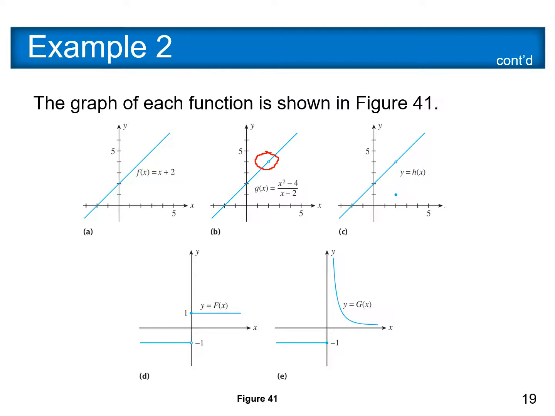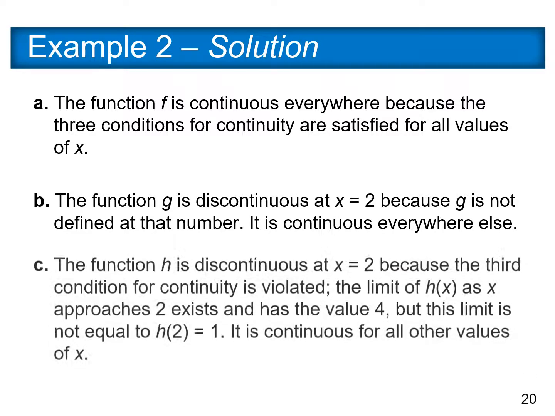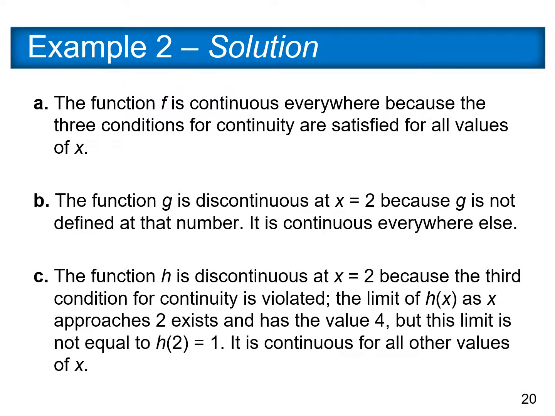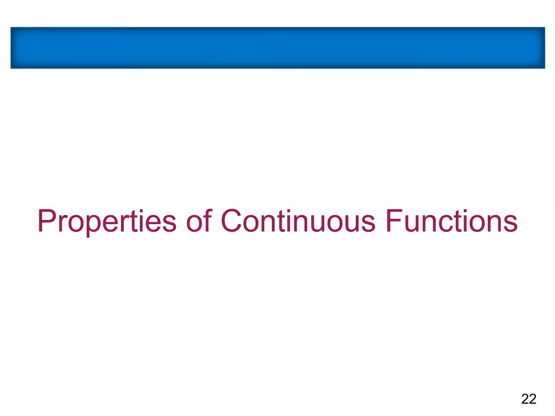Function C also has a hole, even though it is defined down there, so it's non-continuous. Function D, what you see is that you have a jump in the function and therefore it is not continuous. And again, the same thing happens at function E. So the only function here that is actually continuous is A, because all the conditions are satisfied for all values of x. For all the others you can check the PowerPoint, or you can pause the video to read, but it's basically the same things that I just said.